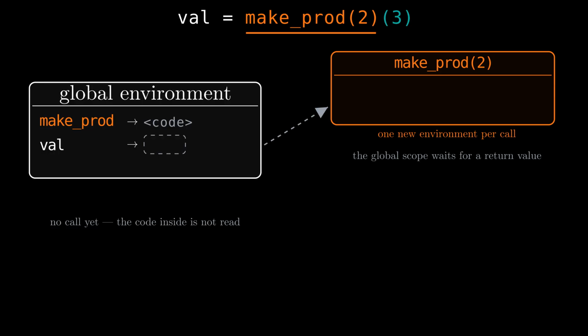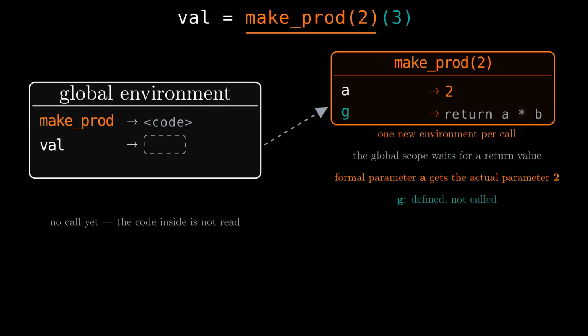To fill that new box, Python looks at the definition. make_prod declares one formal parameter, a, and the actual parameter in the call is 2, so inside this box, a is 2. Now Python executes the body. The body says, define g. So the name g appears inside this box, pointing at some code. Python still does not read that code because g is being defined, not called.